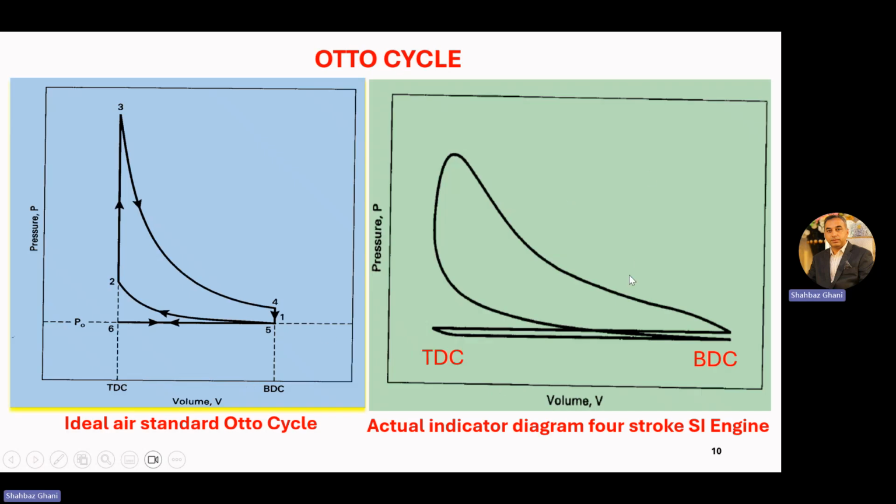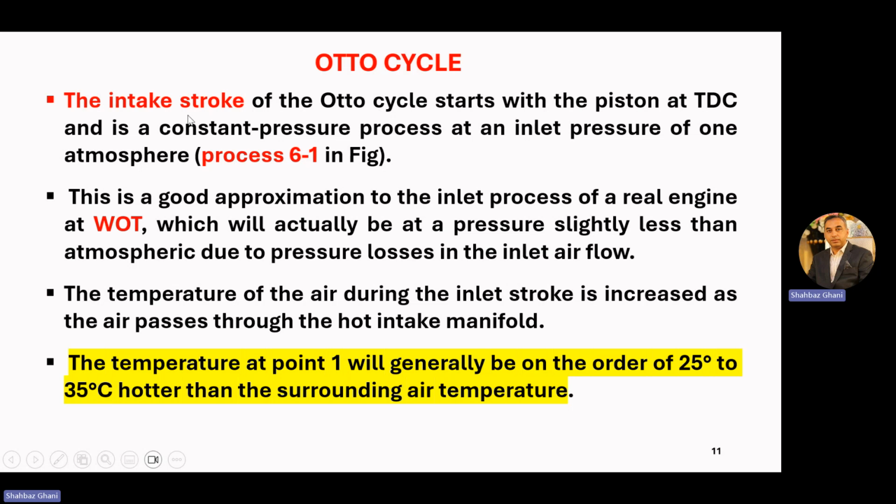Now, on your right side in the green figure, this is the actual PV indicator diagram of a four-stroke SI engine, which we have talked a little bit about in chapter 2. On your left in the blue shade, you have the ideal air standard Otto cycle. We will study this in detail. Okay, Otto cycle. The intake stroke of an Otto cycle starts with the piston at TDC and is a constant pressure process at an inlet pressure of 1 atmosphere.